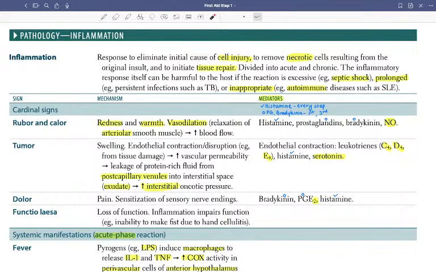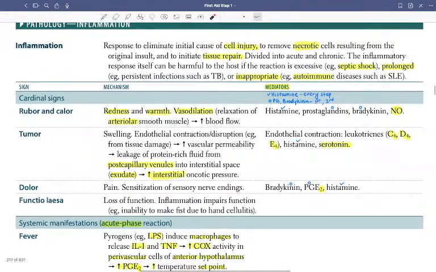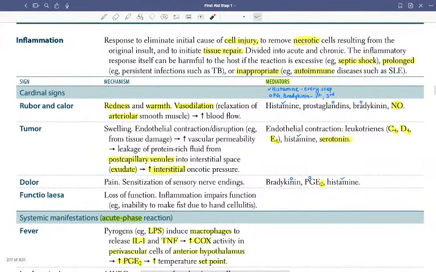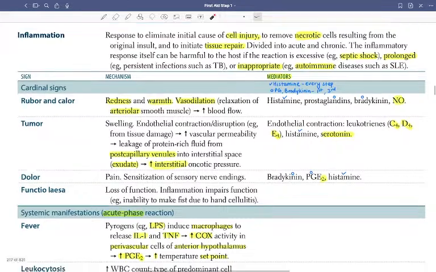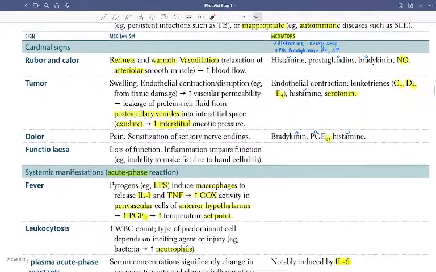Okay, on this page it's just inflammation: response to cell injury, necrotic tissue removal, tissue repair, septic shock, prolonged if you have TB, and inappropriate autoimmune diseases. So rubor, redness, vasodilation, everybody knows. The main thing is the mediators here. This is what is quite confusing and also difficult to remember.